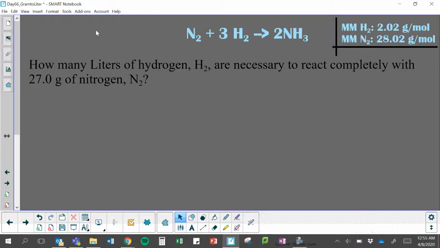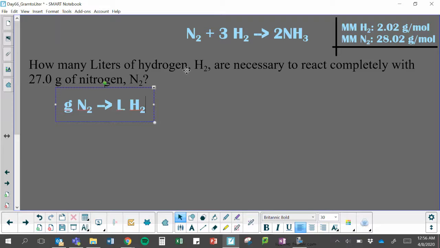Okay, so here's the problem we are given. We're given this balanced equation and it says, how many liters of hydrogen, H2, are necessary to react completely with 27.0 grams of nitrogen? In this one we need to first figure out what we have and where we're going. We're starting with 27.0 grams of nitrogen, so grams of N2, and the question wants how many liters of hydrogen. So the final answer needs to be liters of hydrogen.